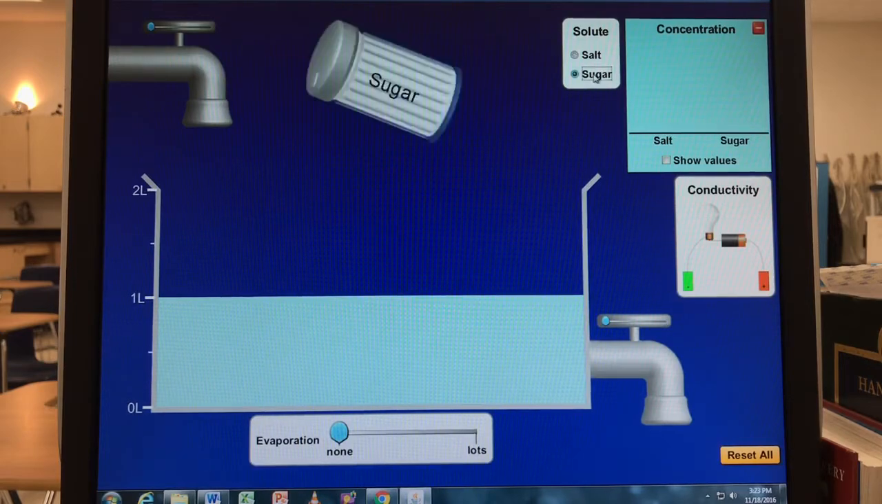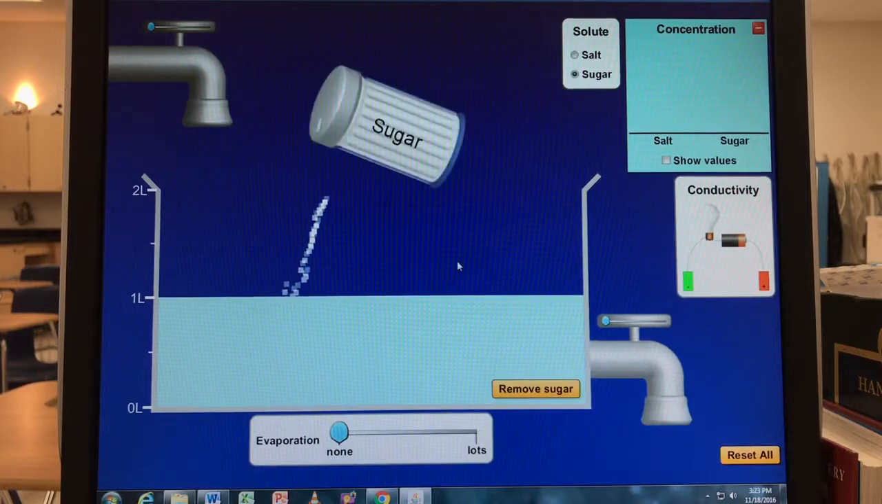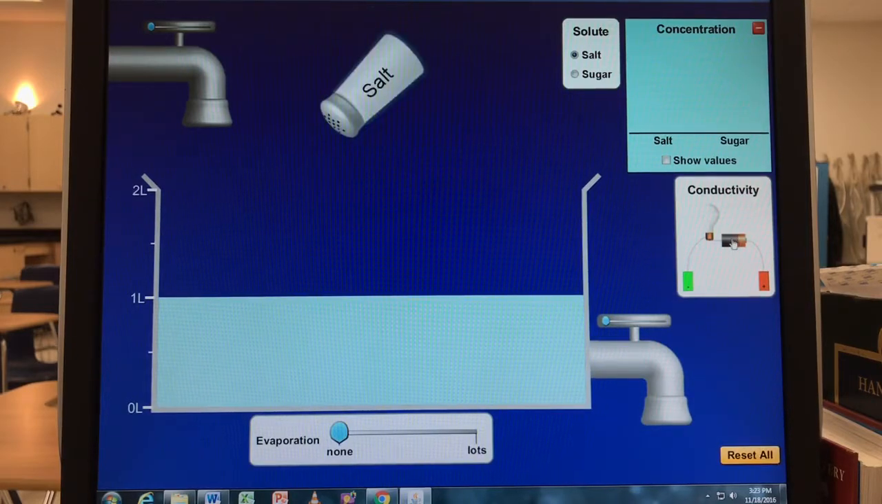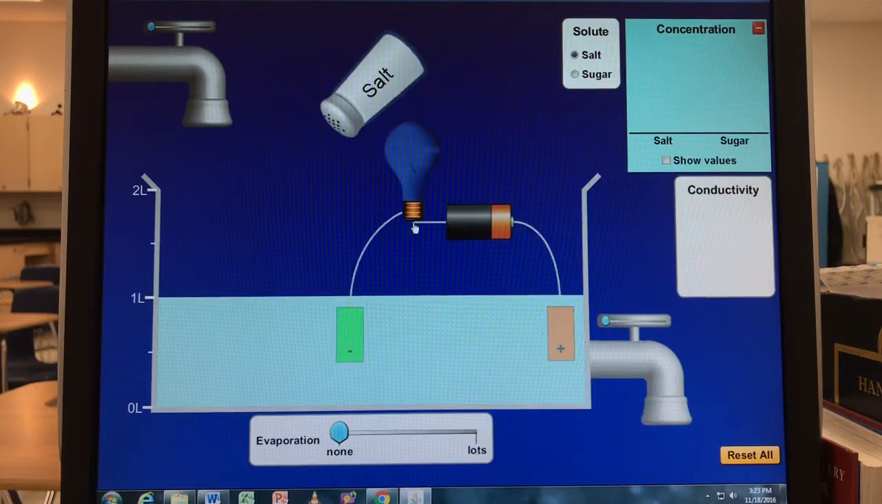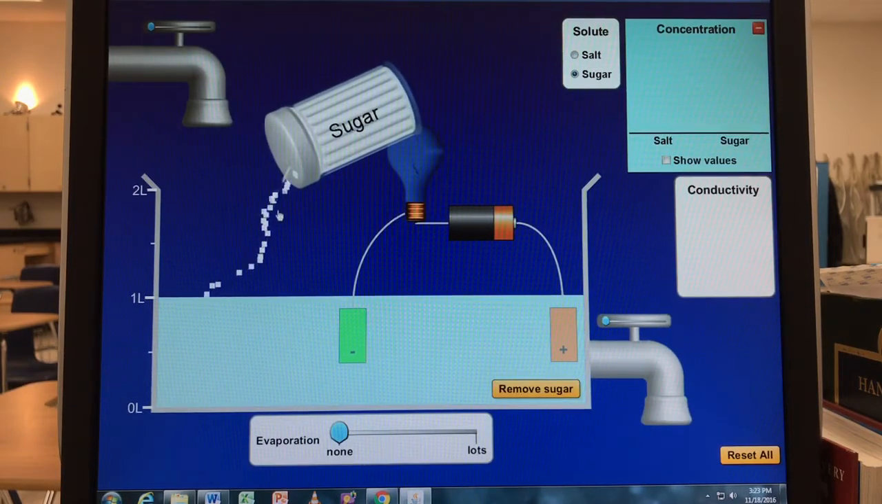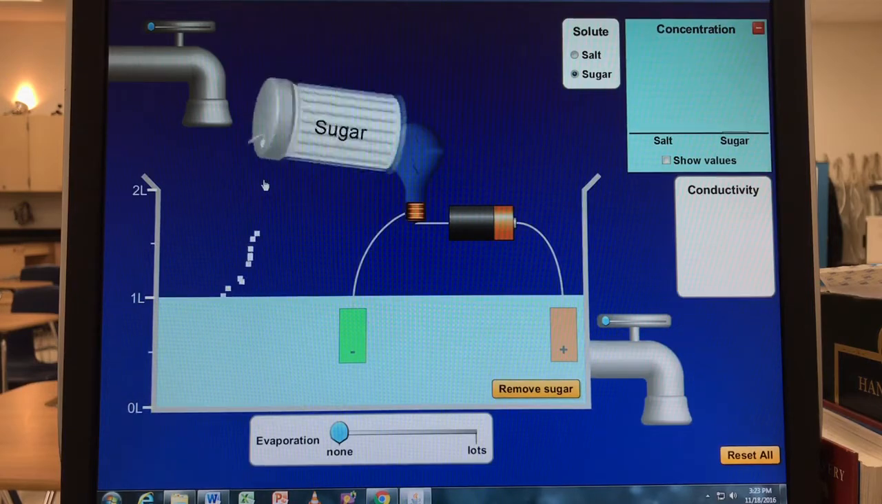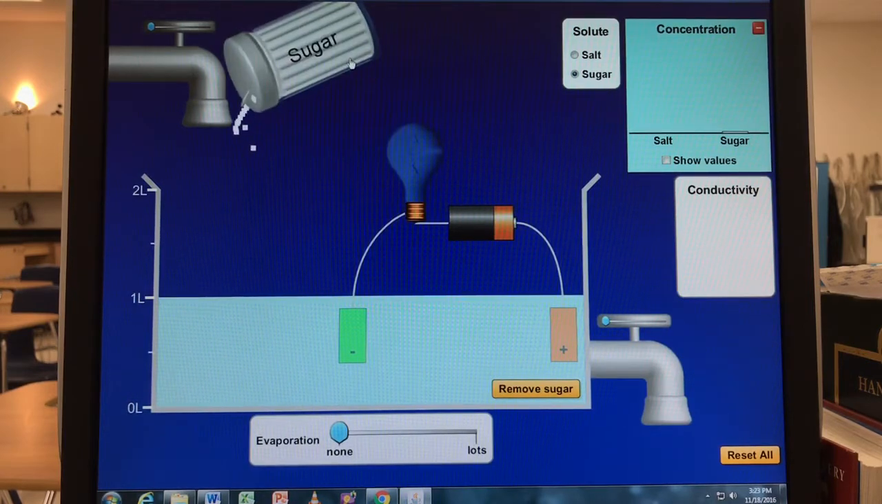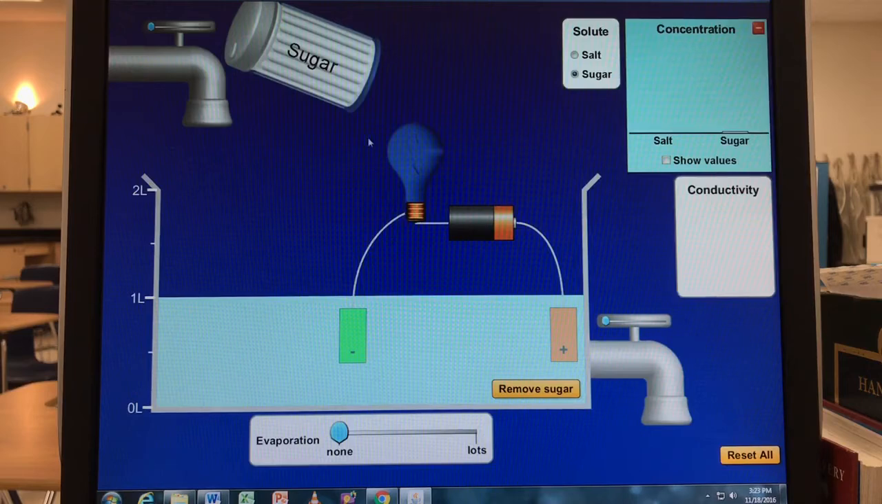So click over here on the sugar, and then we pour some of that sugar inside. We forgot to put the conductivity tester in there. So reset all, put the conductivity tester in there, put some sugar in there. All right, so record the observations with sugar inside there. So we see with sugar, the light bulb does not light up.